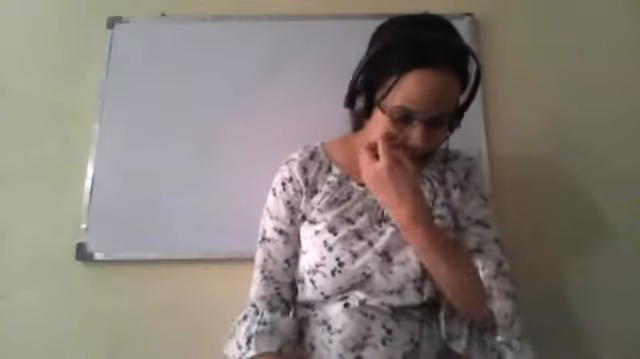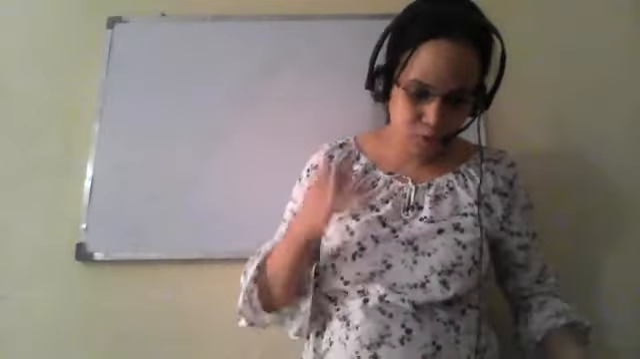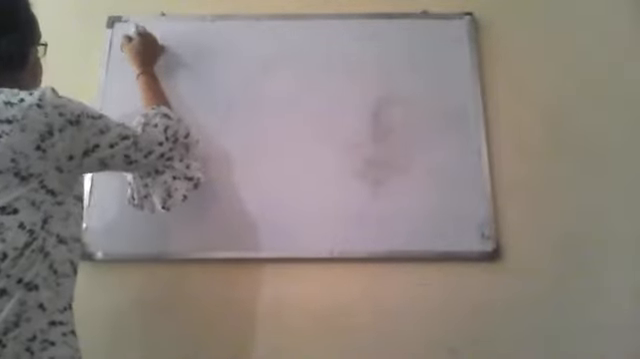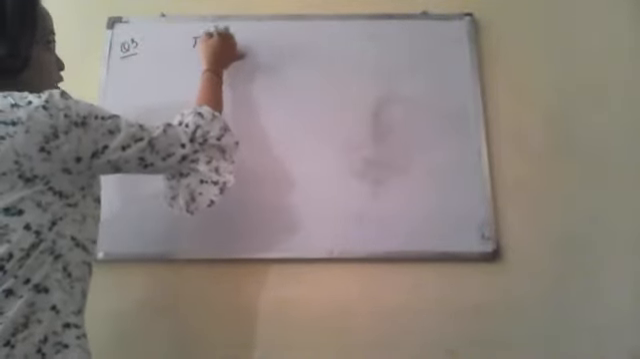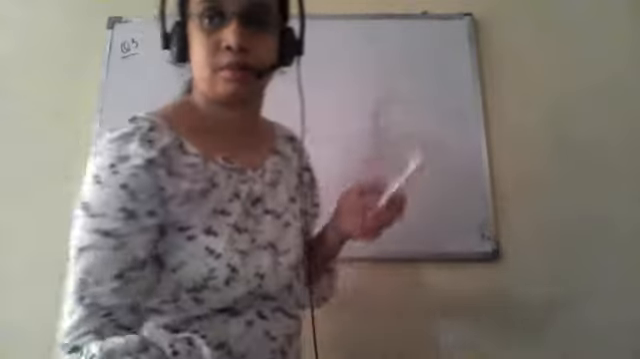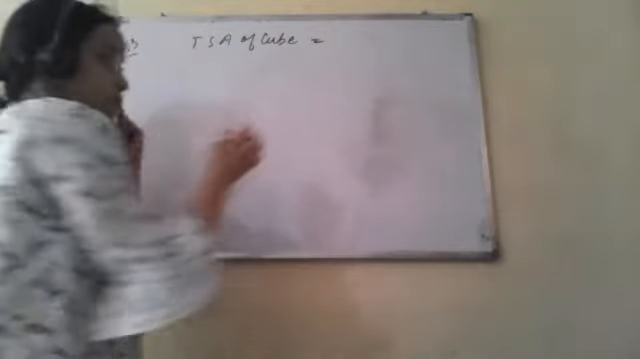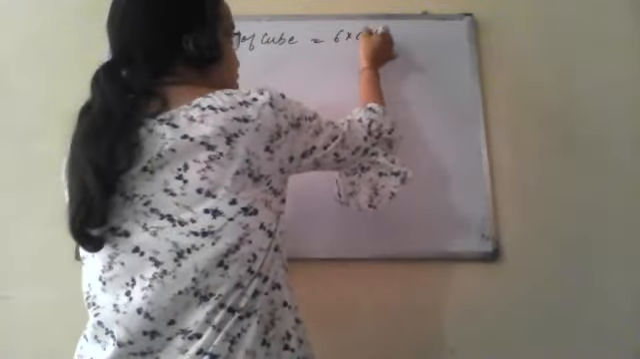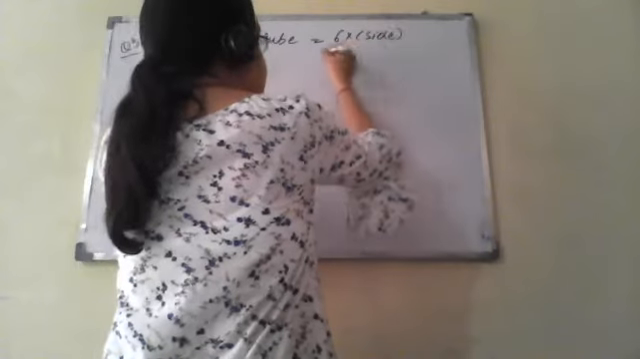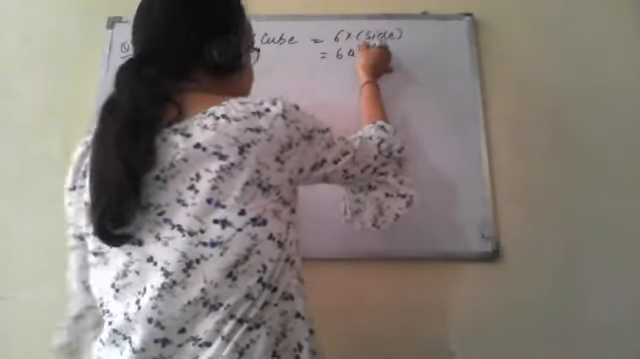Question number 3. Find the side of a cube whose surface area is 600 centimeters square. So it is very simple. The total surface area of a cube is given to us. The formula for the same is 6 into side square, or 6 into a square if we are considering a as the side.